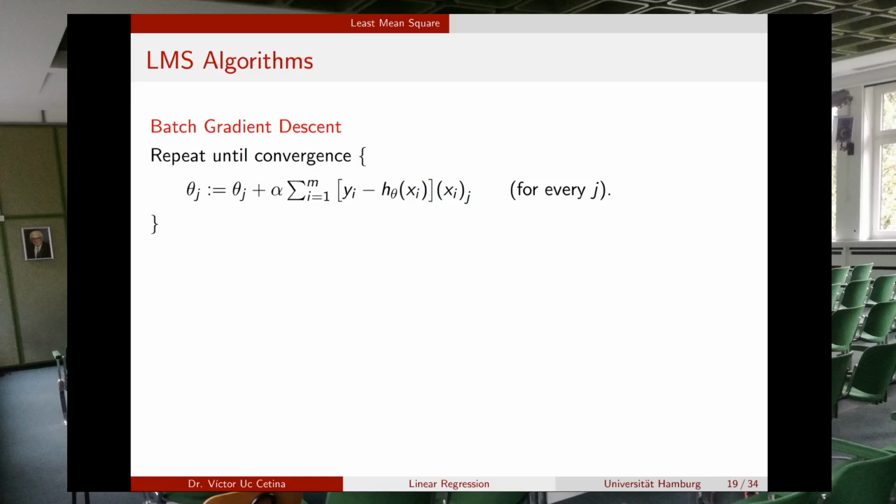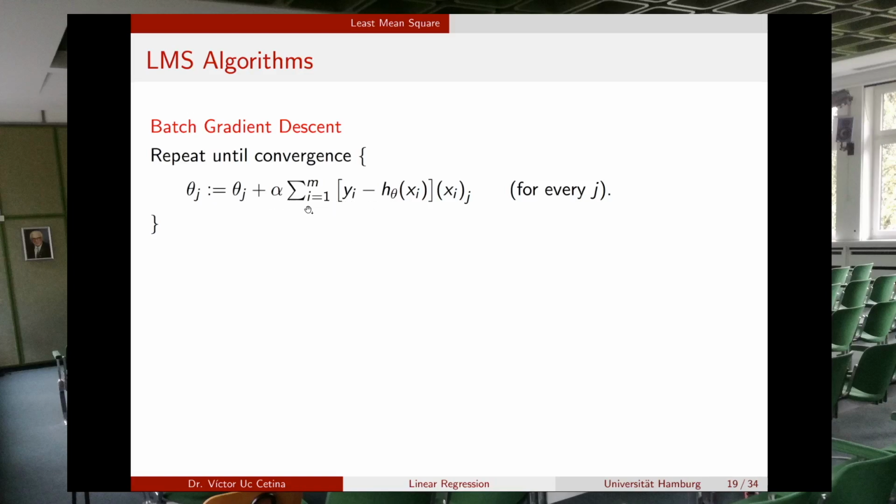Now we can implement this rule in several ways. One basic way to do that is called batch gradient descent, which is this way. It says repeat until convergence, so it means when the error is not going down anymore, we can stop. And we need to apply this for every j. J, remember, is the index over the terms of the polynomial, starting from 0. So theta 0, theta 1, theta 2.